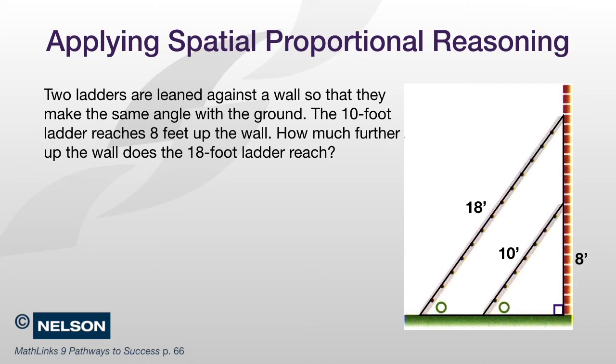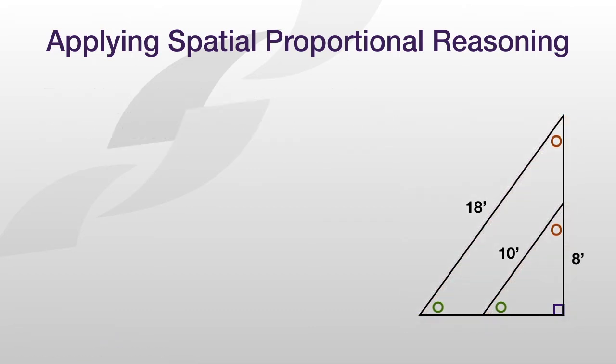This means that the two ladders also make the same angle with the wall, since the sum of the angles in any triangle is always the same. Because their corresponding angles are equal, the two triangles are similar, and the lengths of their corresponding sides must be proportional. It will be helpful to pull them apart and draw them separately.